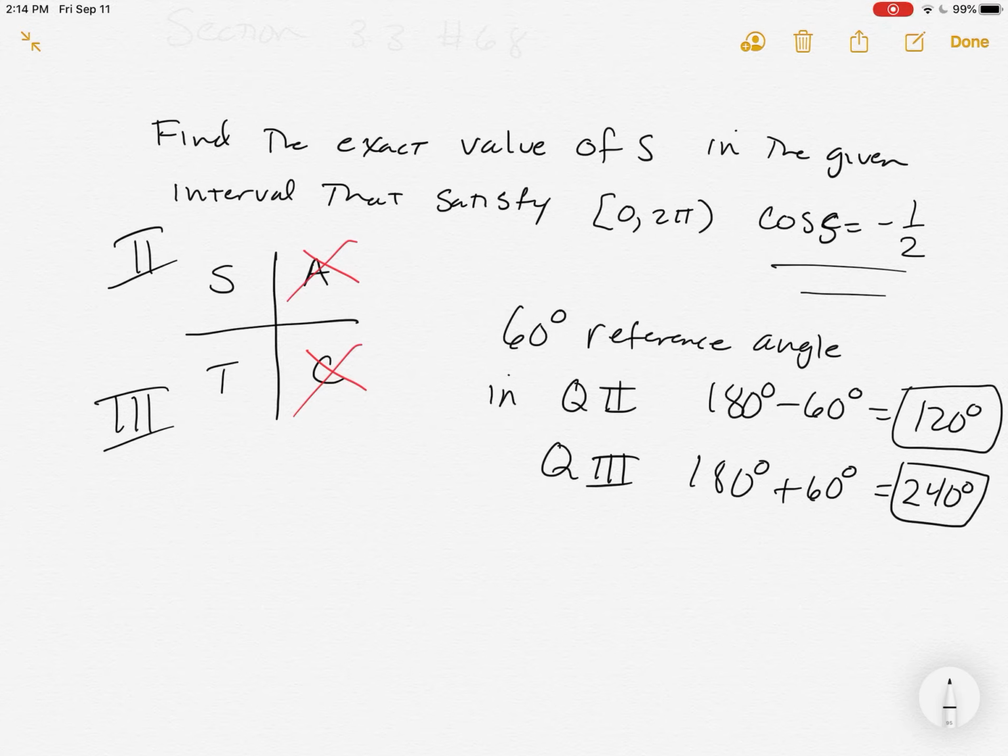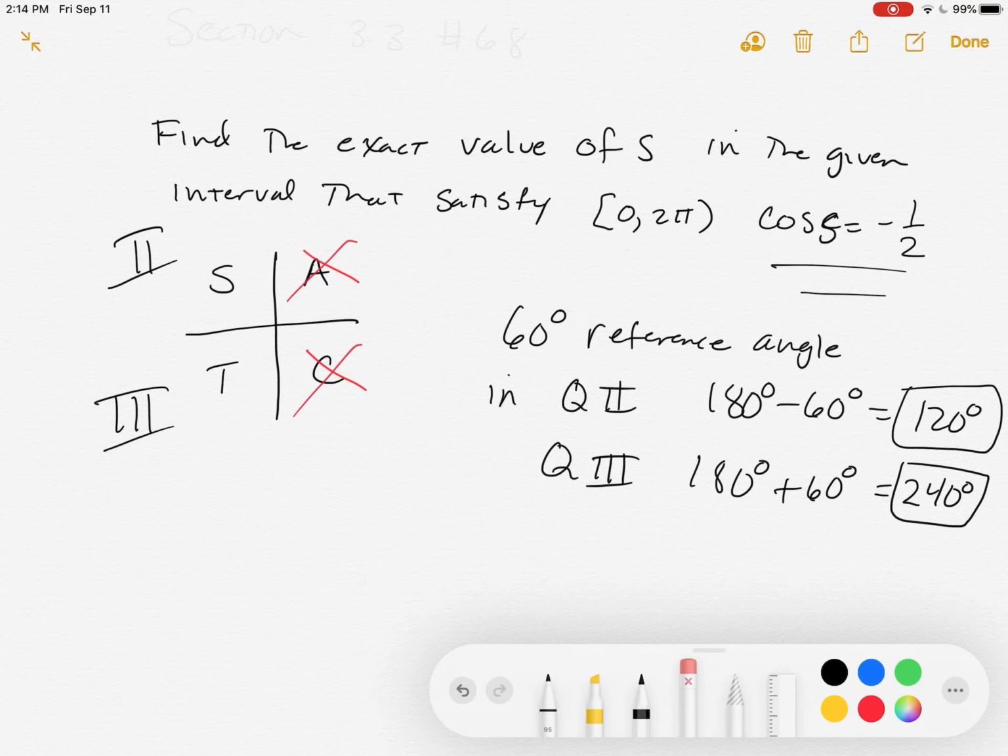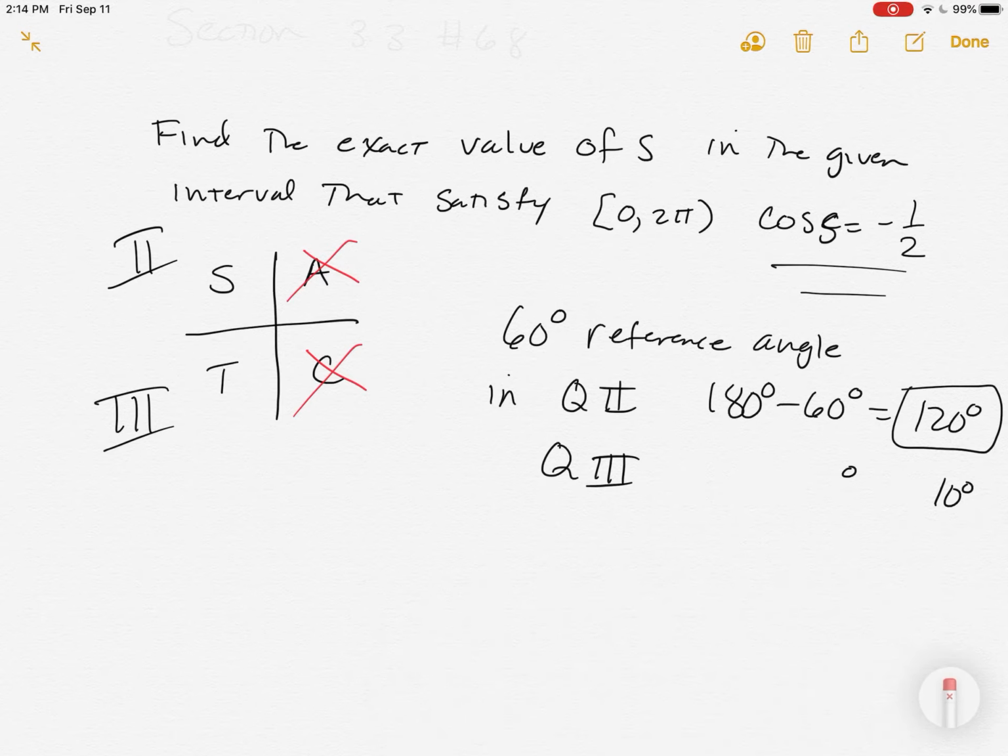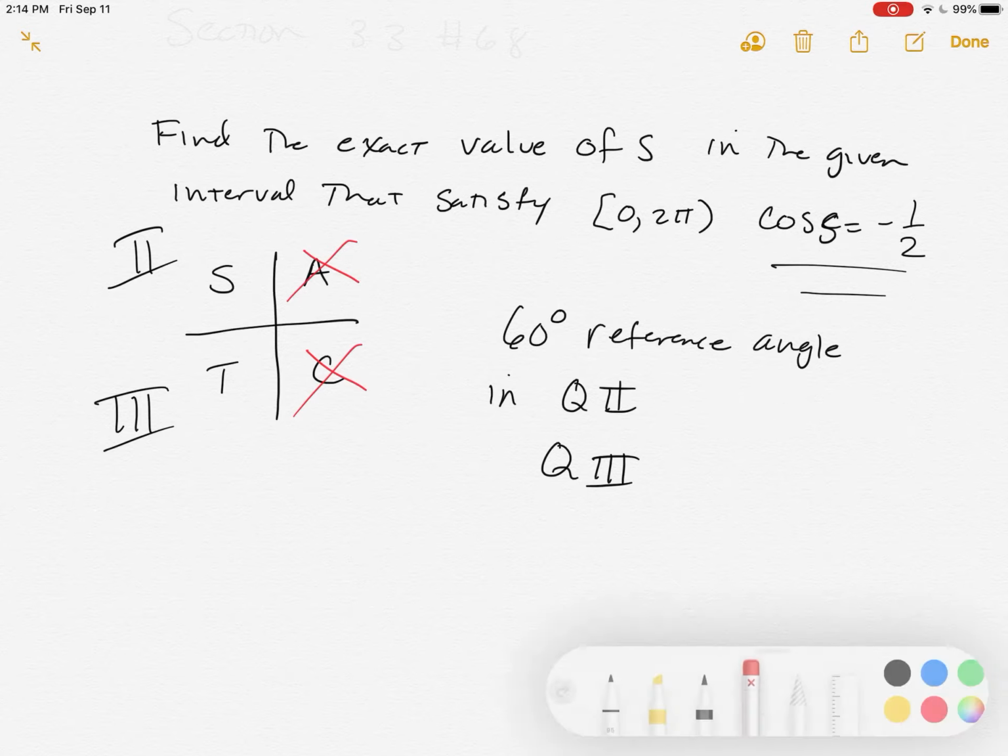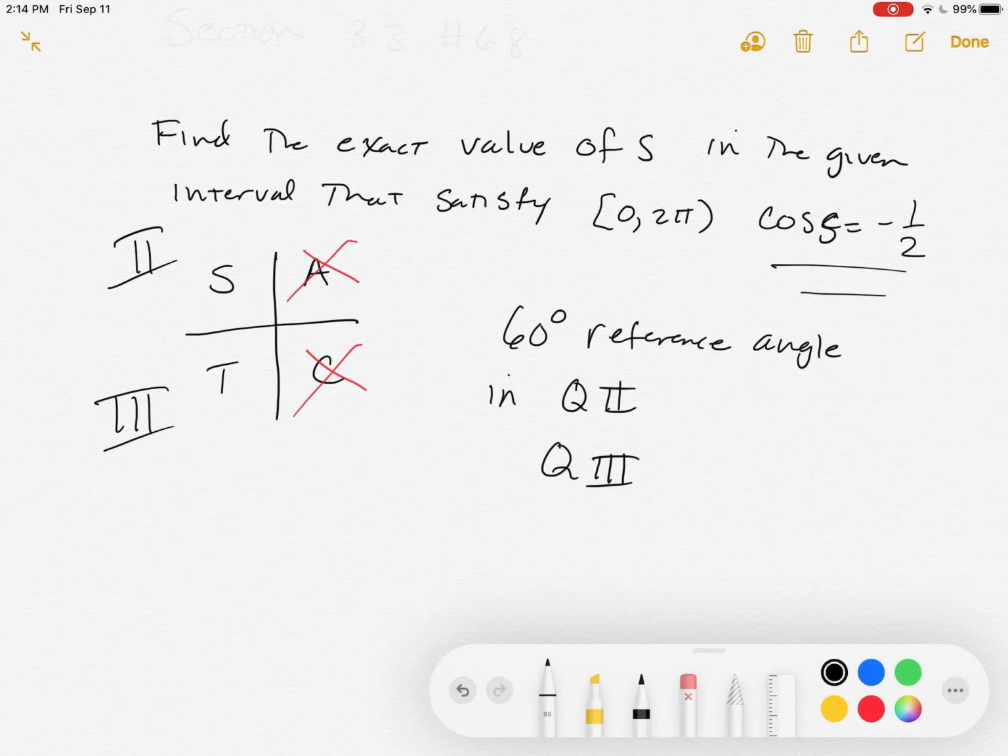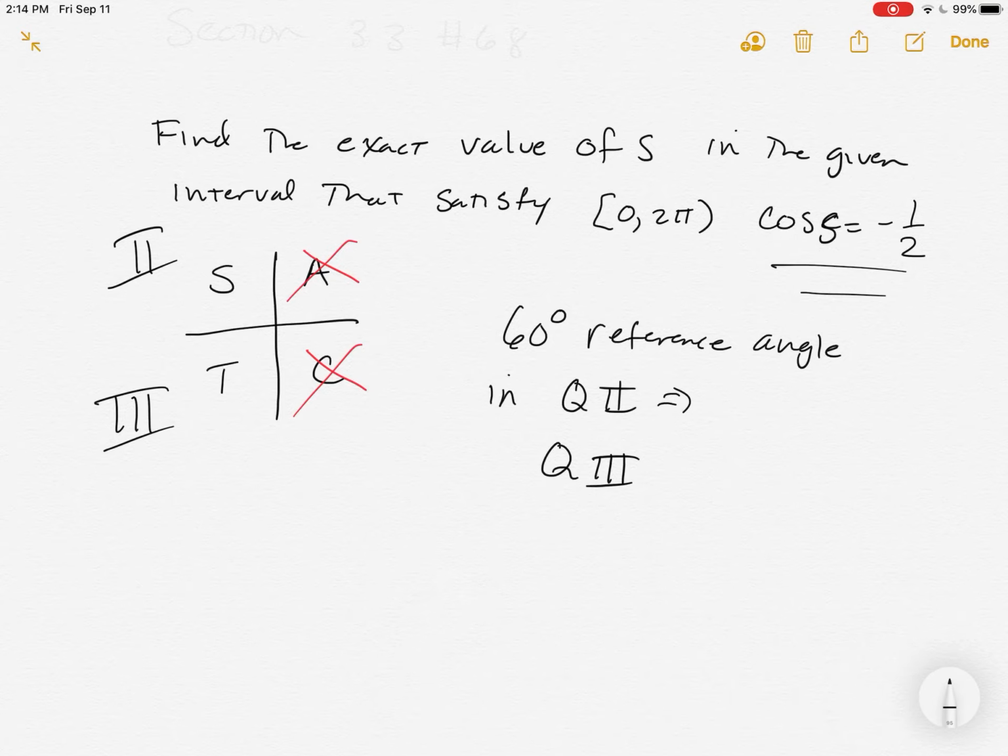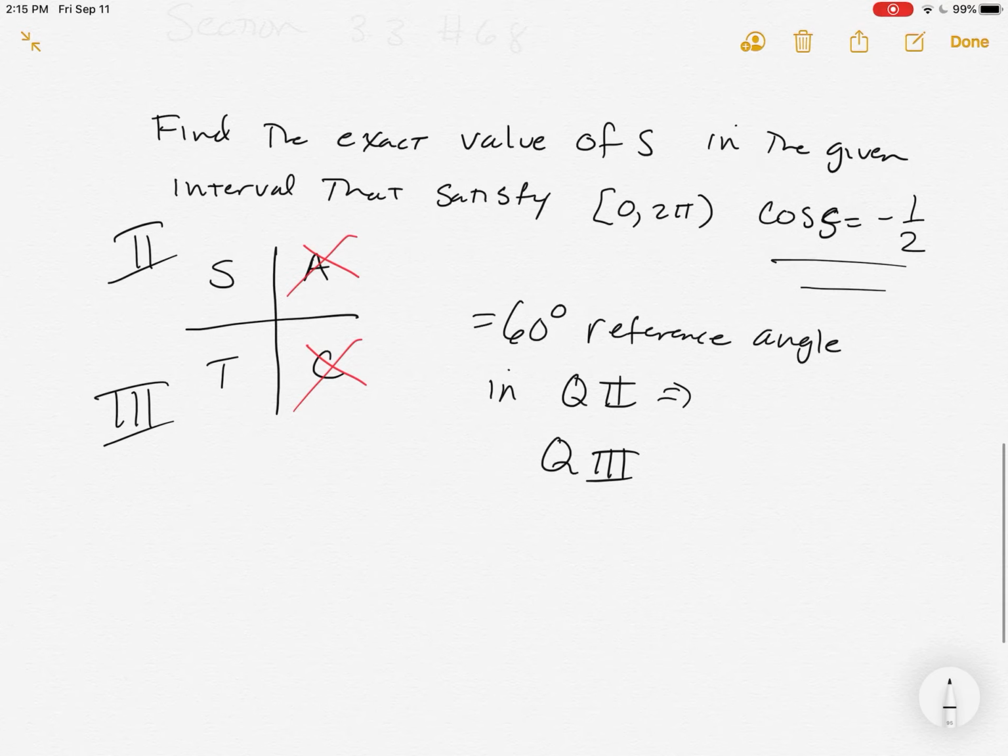Oh, I'm sorry, I put them in degrees. I should not have put them in degrees, right? Everything was in radians, so that's actually a good mistake. It wasn't until I looked back at the conditions. So where am I? It's even easier. It's not a pi over 6 reference angle, it's a pi over 3, right? 60 degrees is pi over 3.